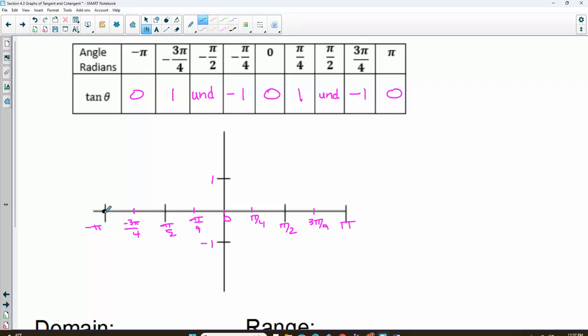So at negative pi, my graph is 0. 3 pi over 4, it's 1. At negative pi over 2, my graph is undefined. That means it's an asymptote. Negative pi over 4 is negative 1. 0, 0. Pi over 4, 1. Pi over 2, we get an asymptote. 3 pi over 4, it's negative 1. Pi is 0.